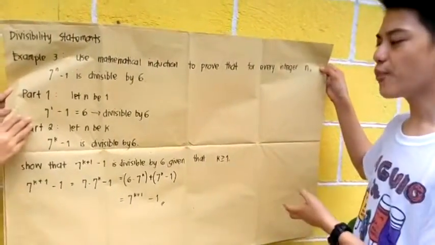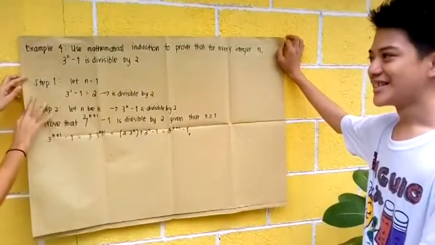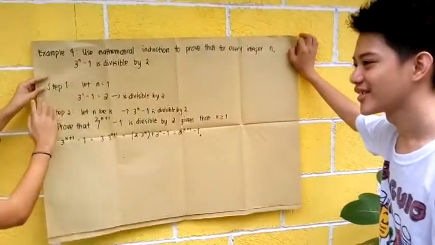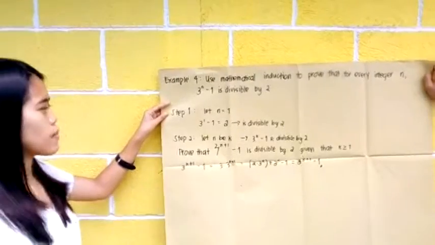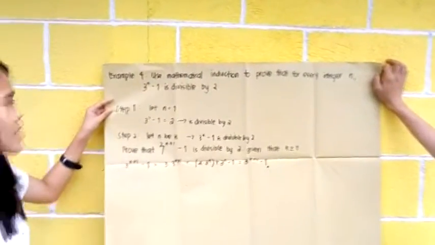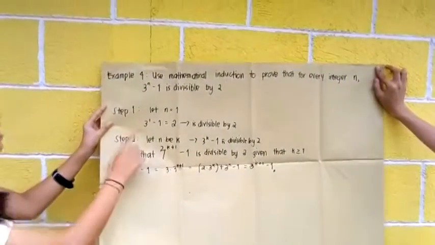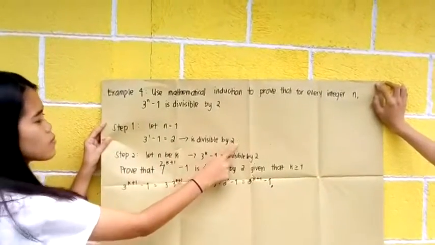But, we have more examples. This is our fourth example. 3 raised to n minus 1 is divisible by 2. Step 1, let n be equal to 1. 3 raised to 1 minus 1 is equal to 2. Therefore, it is divisible by 2.